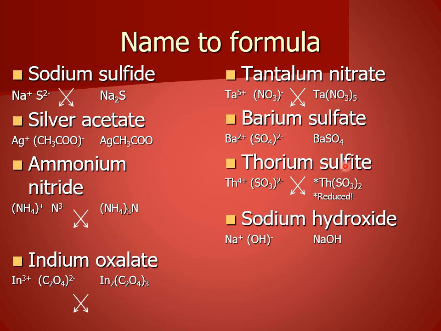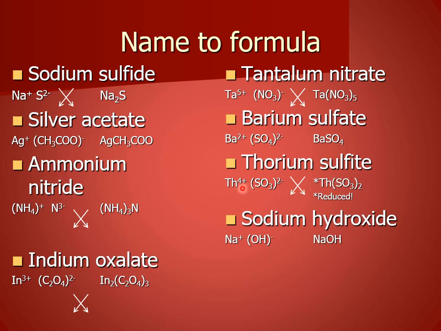Notice really quickly here with thorium sulfite. Now, there is a sulfate, ATE, and a sulfite, ITE. This occurs a few times on your polyatomic ion sheet. Please make sure when you're looking these things up, if you haven't memorized them, that you're looking them up correctly because they are easily mistaken.